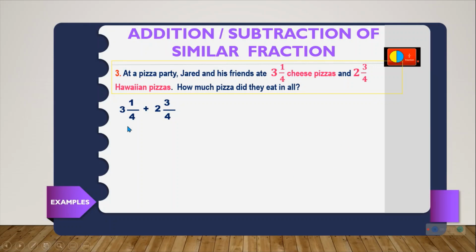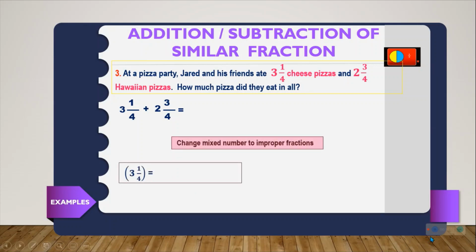So, since mixed number sila, we will change mixed into improper fraction. Okay, so i-multiply natin yung whole number sa denominator. So 3 times 4 is equal to 12. Then we will add the numerator, plus 1. Then 13, siya ang magsisilbing numerator. Then copy the denominator. So the answer is 13 over 4 plus yung namang mix na ito, 2 3/4.